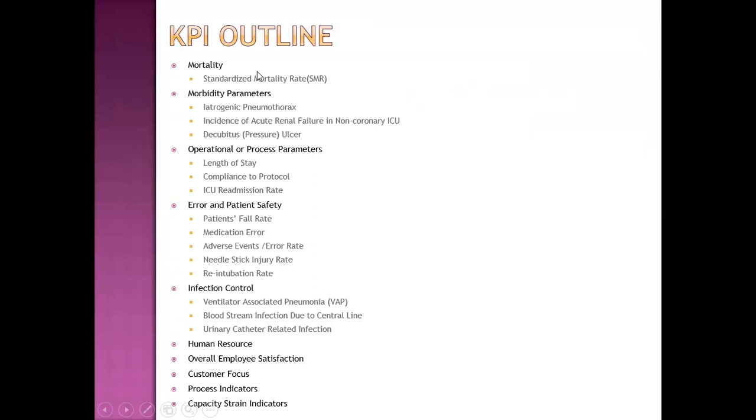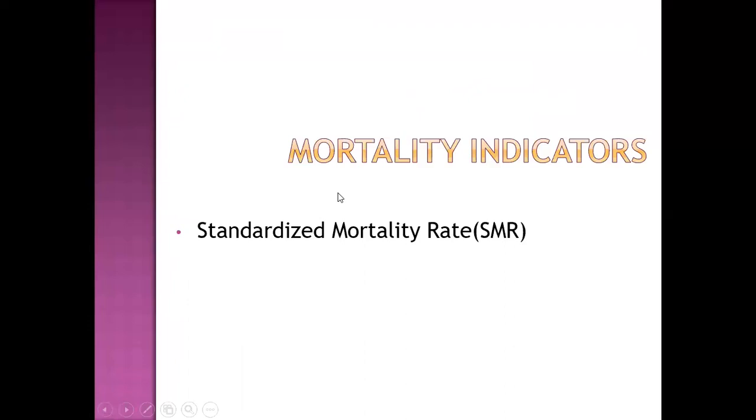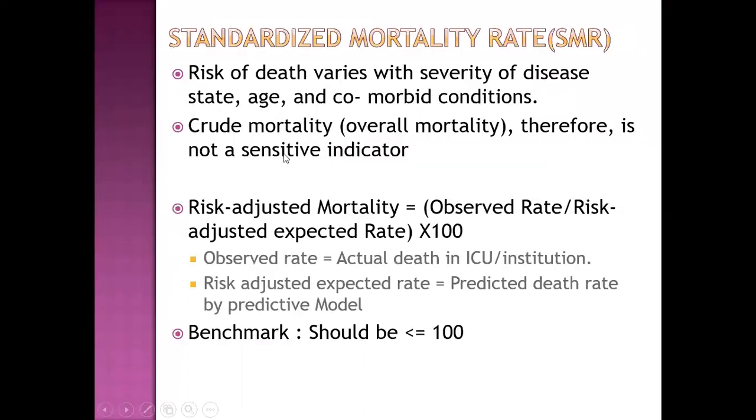So this is the list of KPI which I will cover in this lecture. So let us see one by one each. The mortality indicator includes standardized mortality rate. As risk of death varies with severity of disease state, age and comorbid conditions, overall mortality is not a suitable indicator. We cannot compare overall mortality between two different ICUs in two different hospitals because of difference in the composition of diseases.